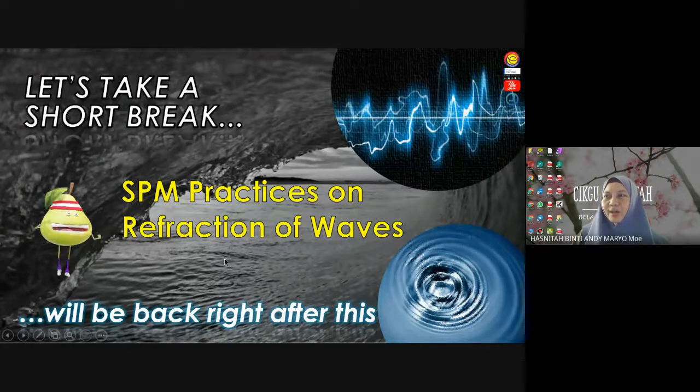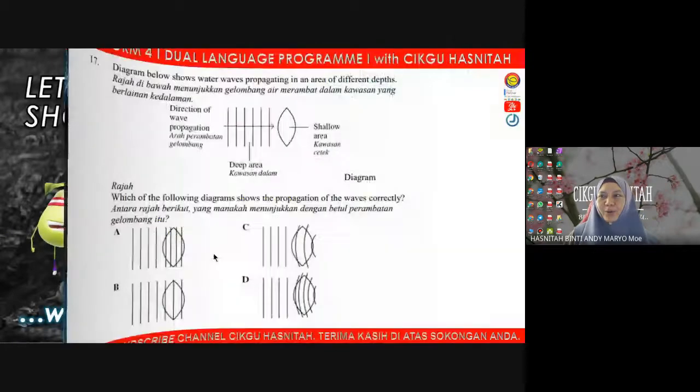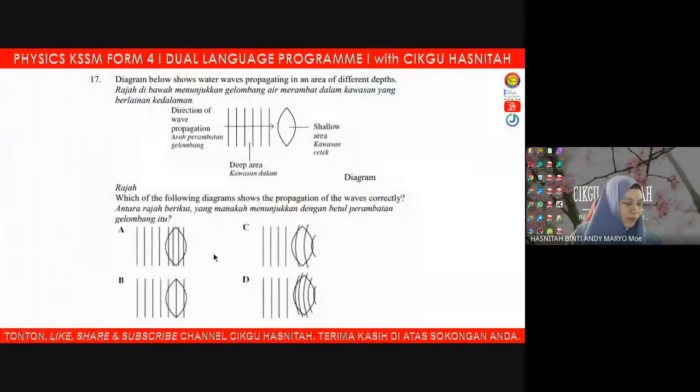So now let's check on SPM practices on refraction of wave. Okay, we go for paper 1 first. I have a few questions here. Diagram shows water wave propagating in an area of different depth. So the keyword here, water wave propagating in different depths. So you may highlight, okay? And this is the direction of propagation, from deep entering a shallow region of this shape. Which of the following diagrams show the propagation of wave correctly? So which one is your choice? A, B, C, or D?